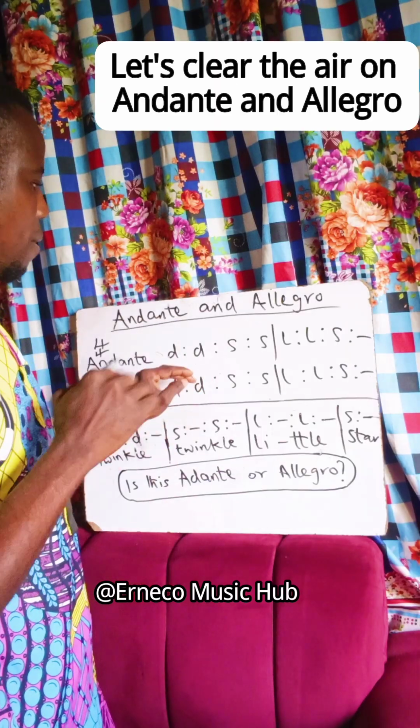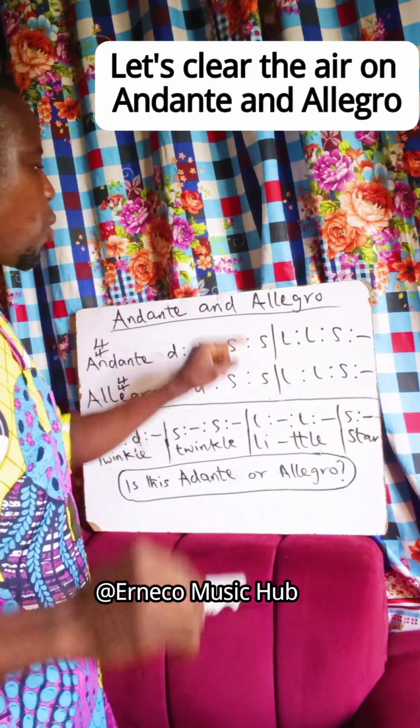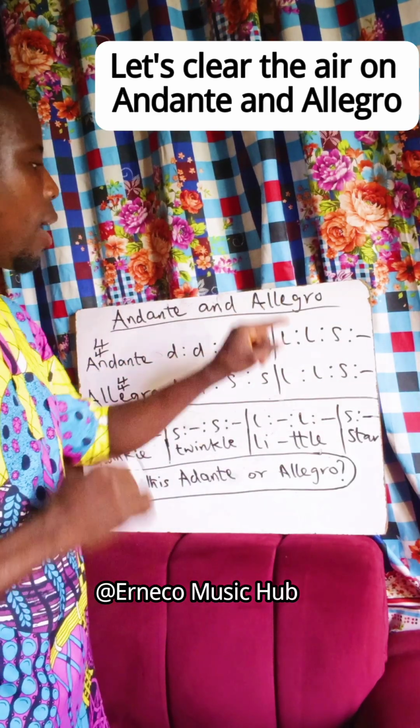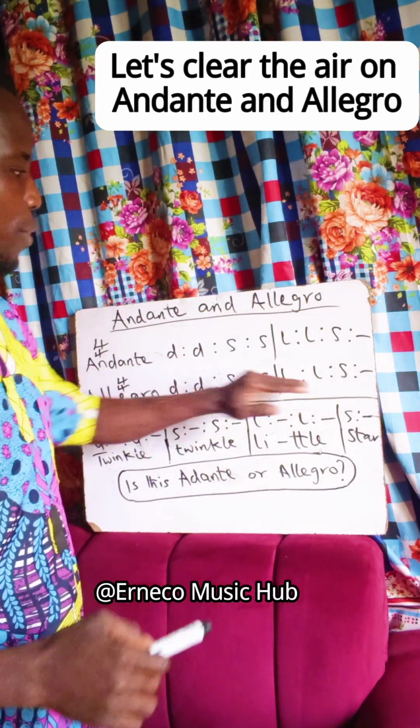1, 2, 3, 4. 1, 2, 3, 4. Do, do, so, so, la, la, so. Do, so, la, la, so. That is the difference. This one is slow, this one is fast.